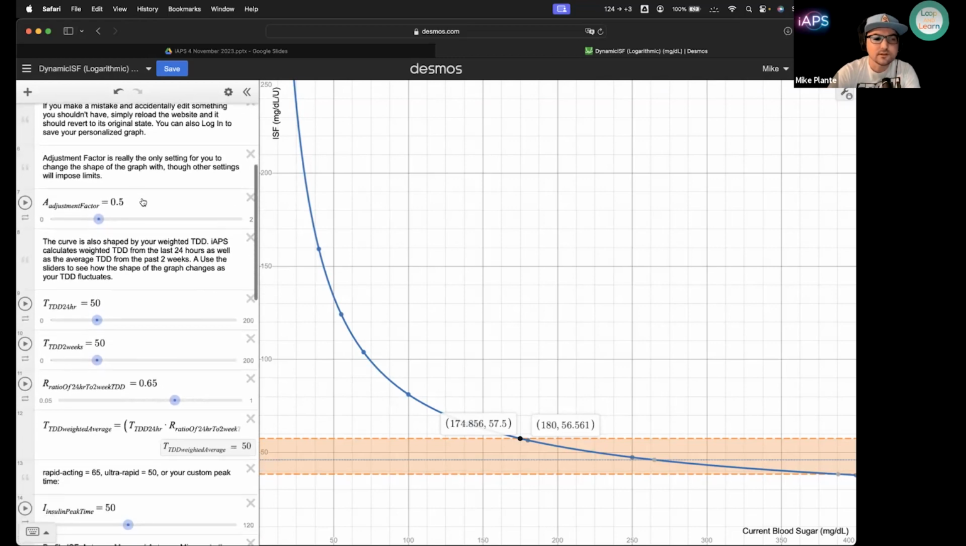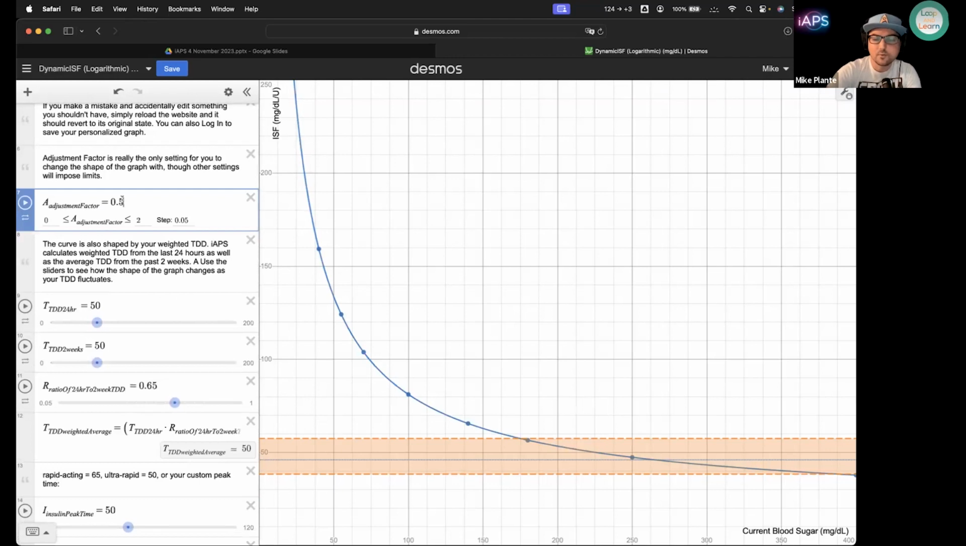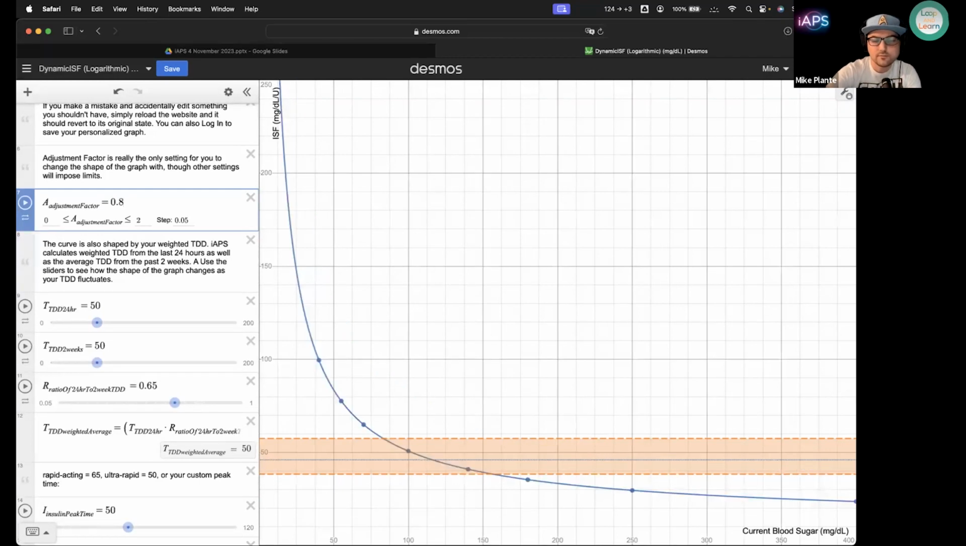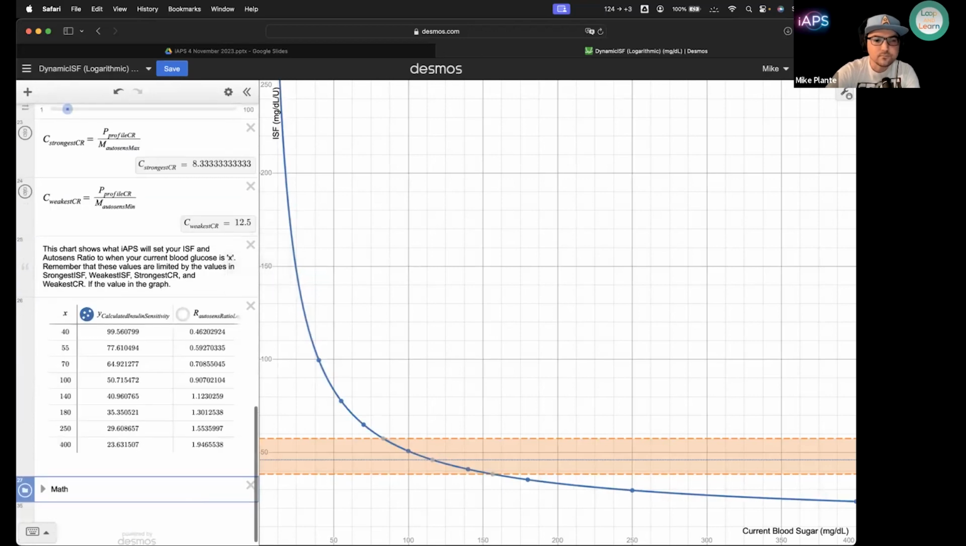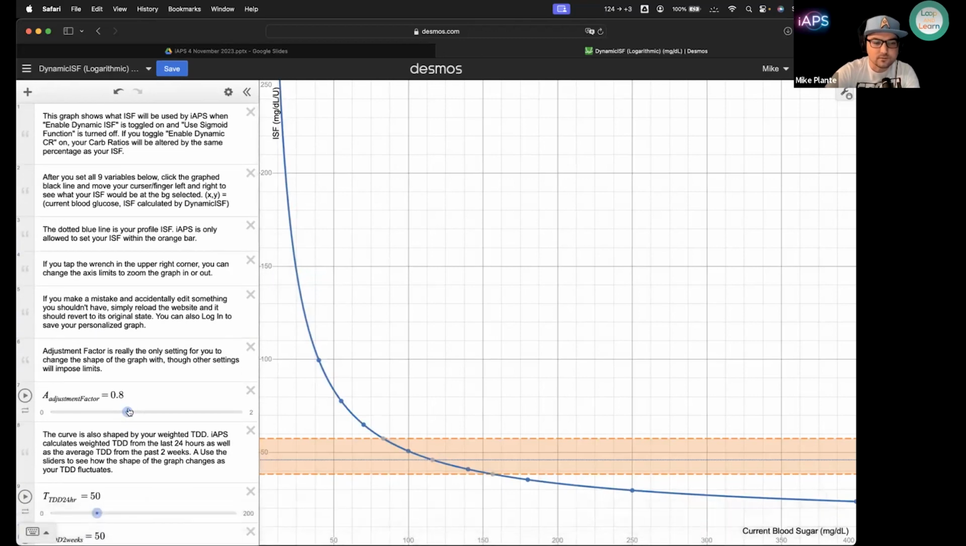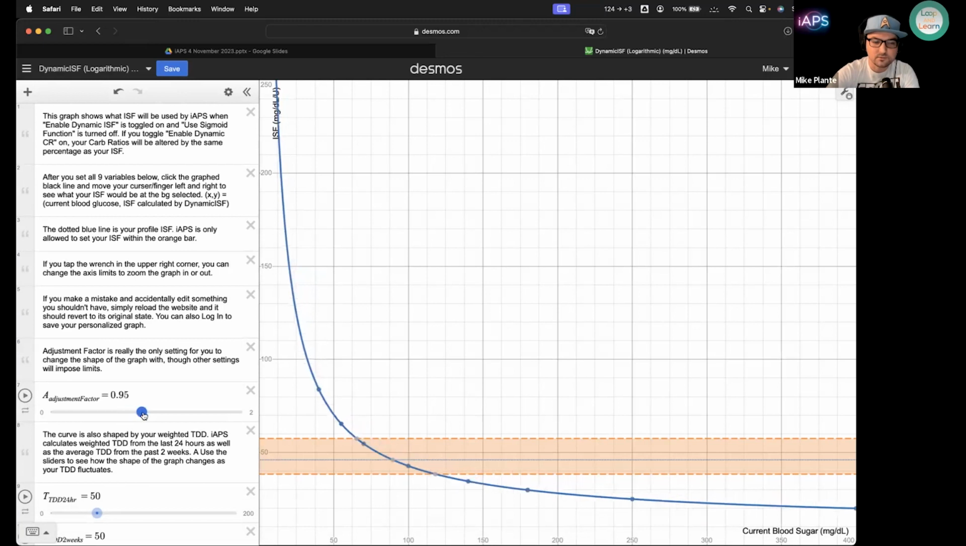So generally, 0.75 or 0.8 is a good starting point for adjustment factor for logarithmic. And you can adjust this up and down a little bit, depending on if you want everything to be a little weaker or a little stronger. Like if we think that this has been a little too weak for us, then if we put it up to one, it's going to make all the ISFs a little stronger.